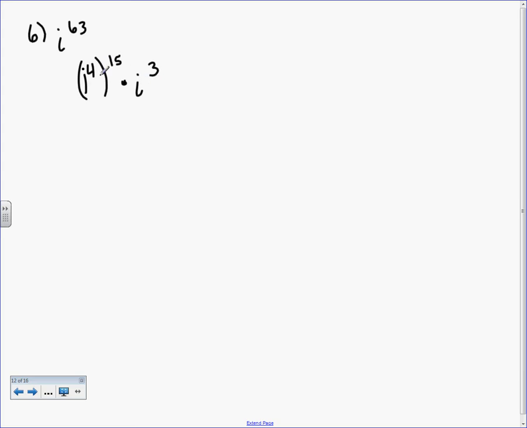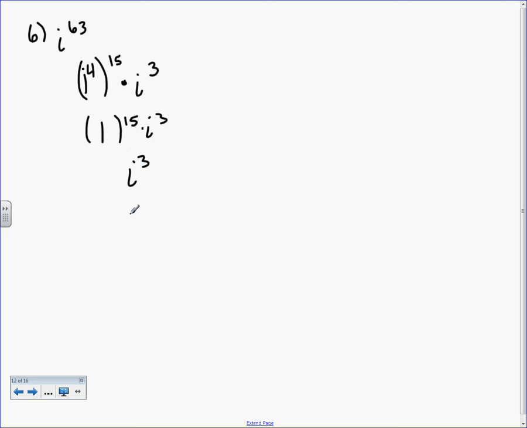Okay? i to the 4 is what? 1. So I have 1 to the 15, which is just 1, right? So basically you can ignore it now. And then I still just have that i cubed there. I can't have anything higher than i to the 1. If you can memorize those 4, i cubed is pretty easy. What is i cubed? Negative i, great.